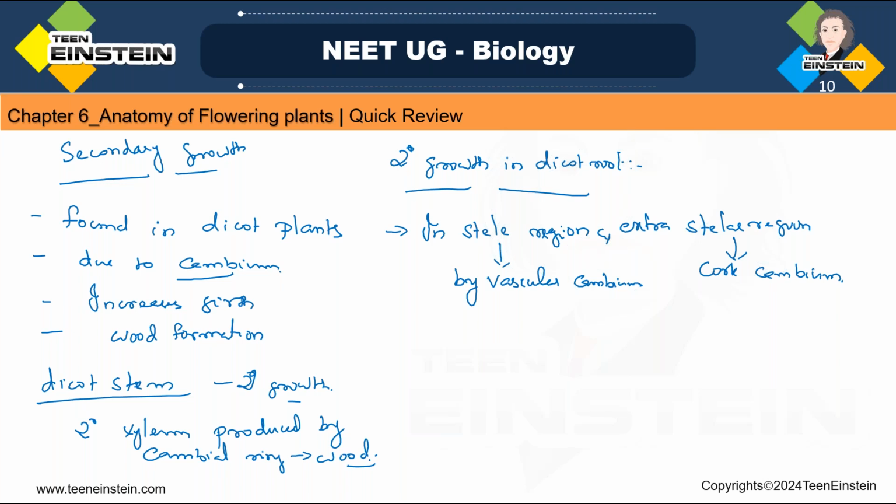And here the wood which is formed in a single year is called the annual ring or the growth ring. What is the annual ring? The wood which is formed in a single year. So by counting this annual ring, we can calculate the age of that plant.